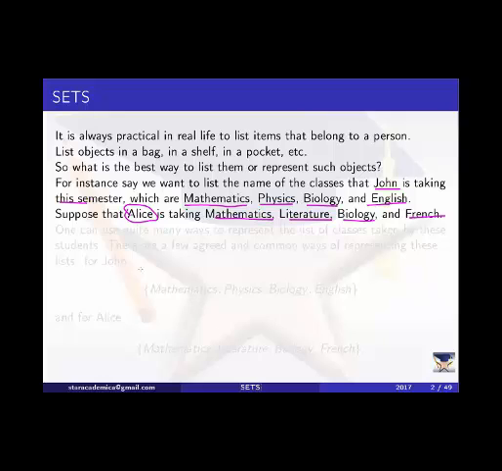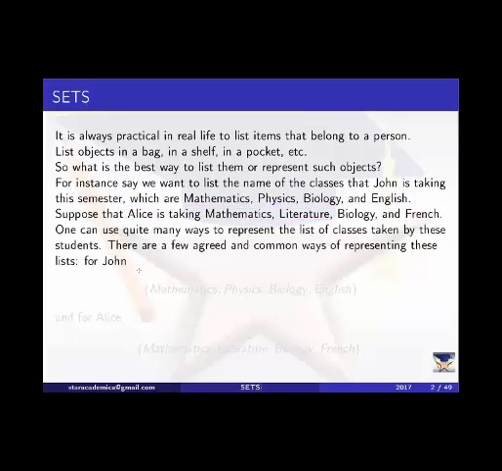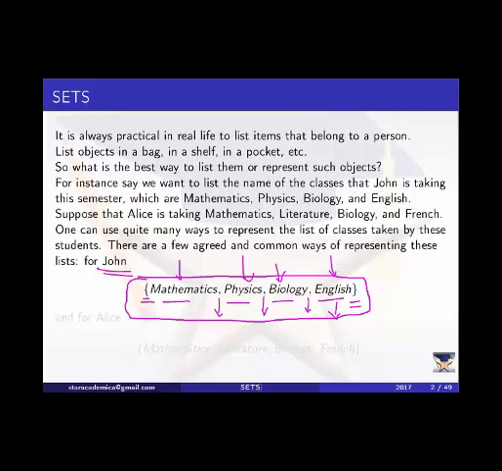One very common way is the following. For John, let us list his classes: mathematics, physics, biology, and English. To do it, we put curly braces on the left and right-hand side, and we list the classes, which are the members or the objects, separated by commas, as you see here. This is called a set, and the objects that belong to this set, mathematics, physics, biology, English, are called the elements of the set.